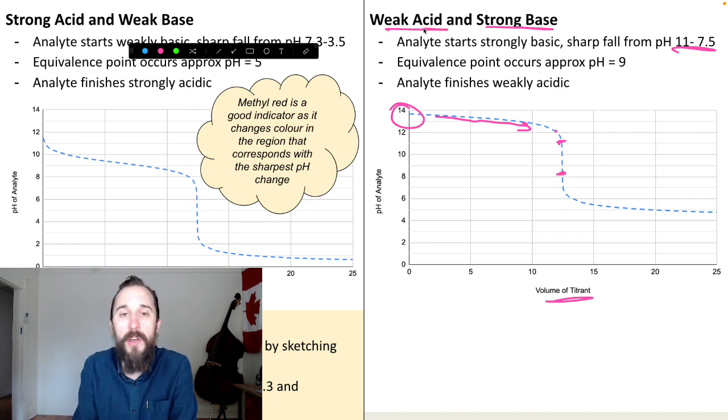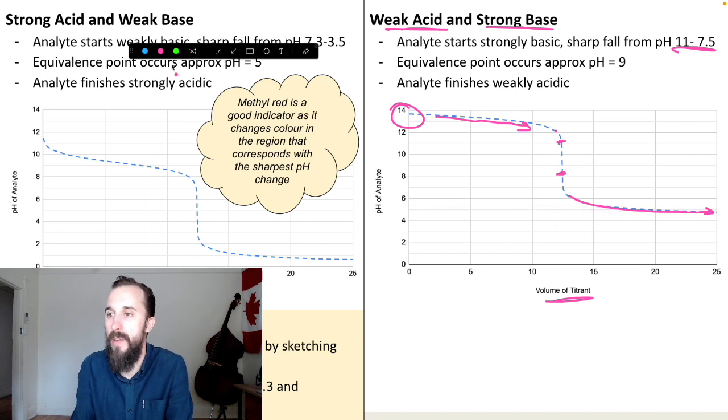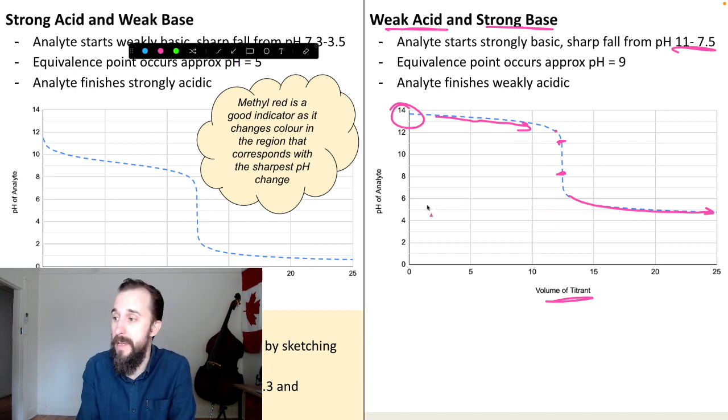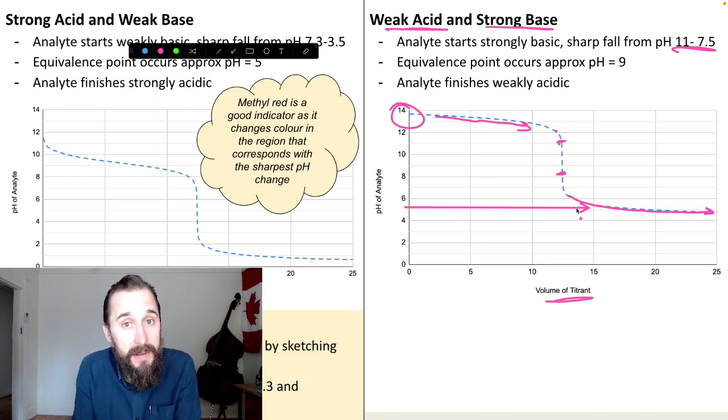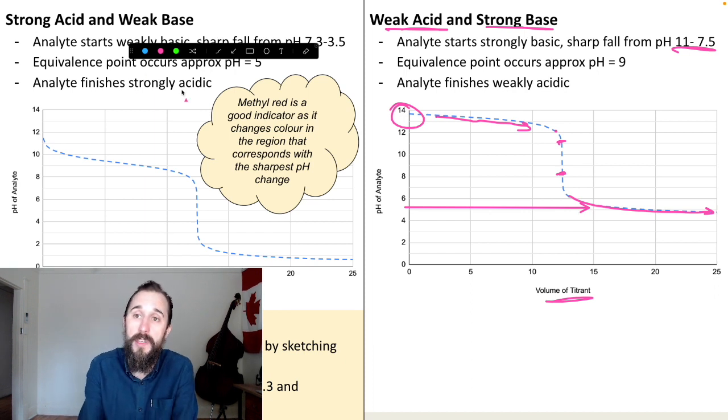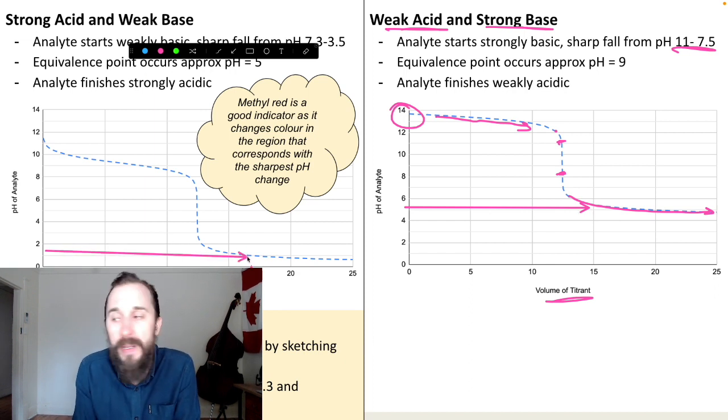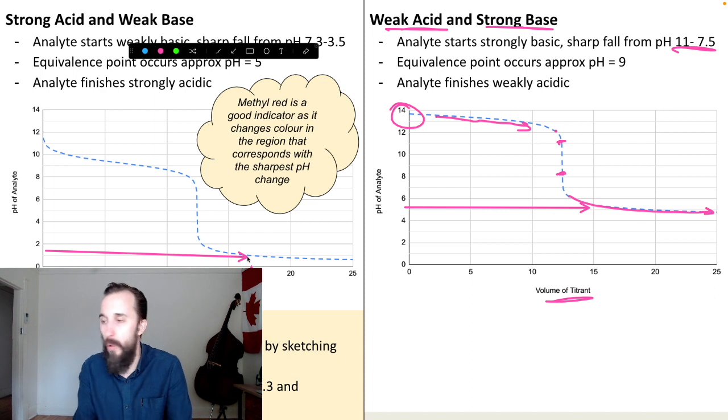And then, because we've only got a weak acid, it tails off like that as we add more and more weak acid. I was trying to get the straight line. It can only get so acidic because it's a weak acid. So we end up with a mildly acidic solution there, whereas with the strong acid and the weak base, we had a strongly acidic one. Cool, and then we've got our equivalence point at a pH of 9. Look at that, halfway down that sharp drop.